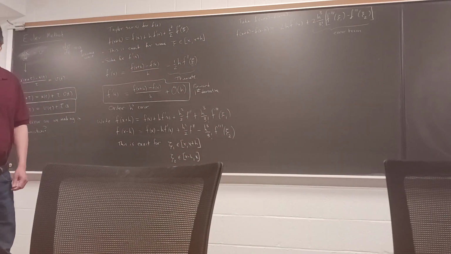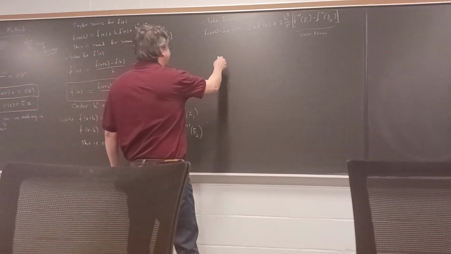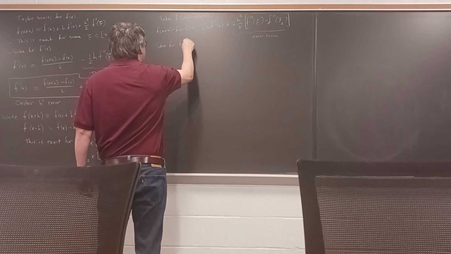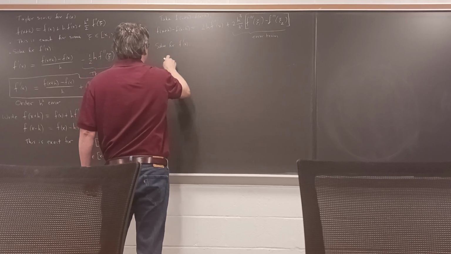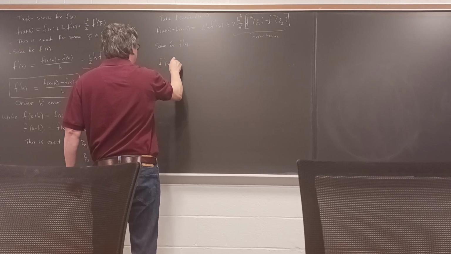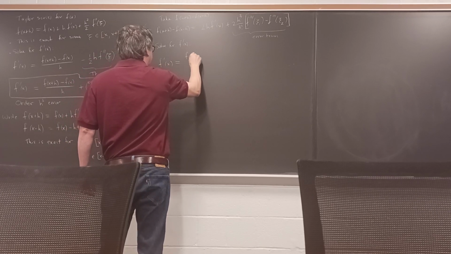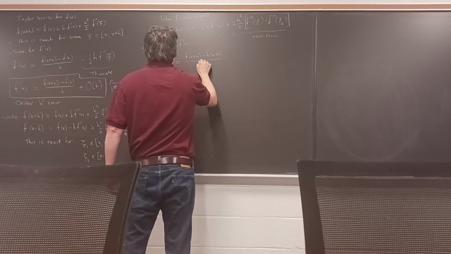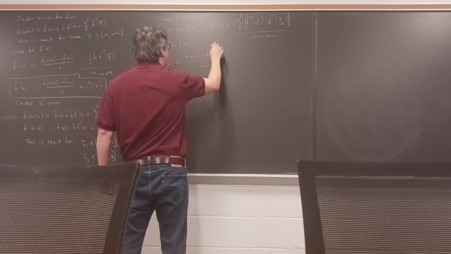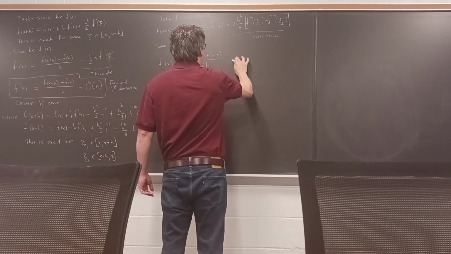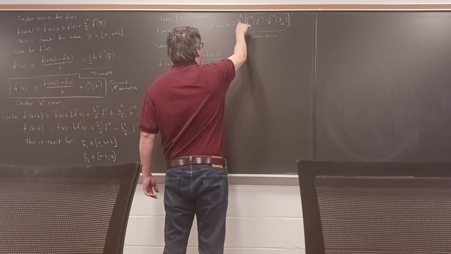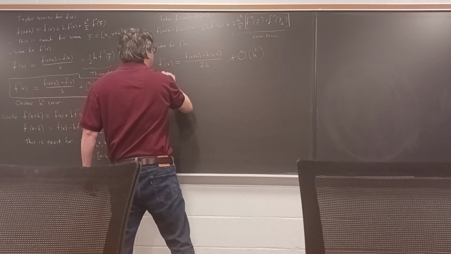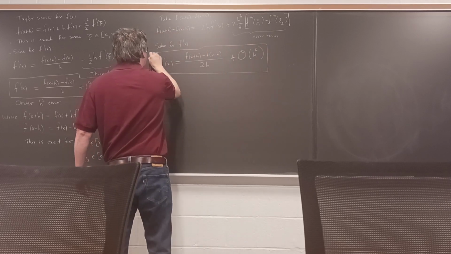Okay? So now, let's solve for f prime. And this time when I do this, I'll have f prime of x is equal to f of x plus h minus f of x minus h over twice h. And then now I'll have, if I divide an h out here, something that's of order h squared. So this is called the centered first derivative.